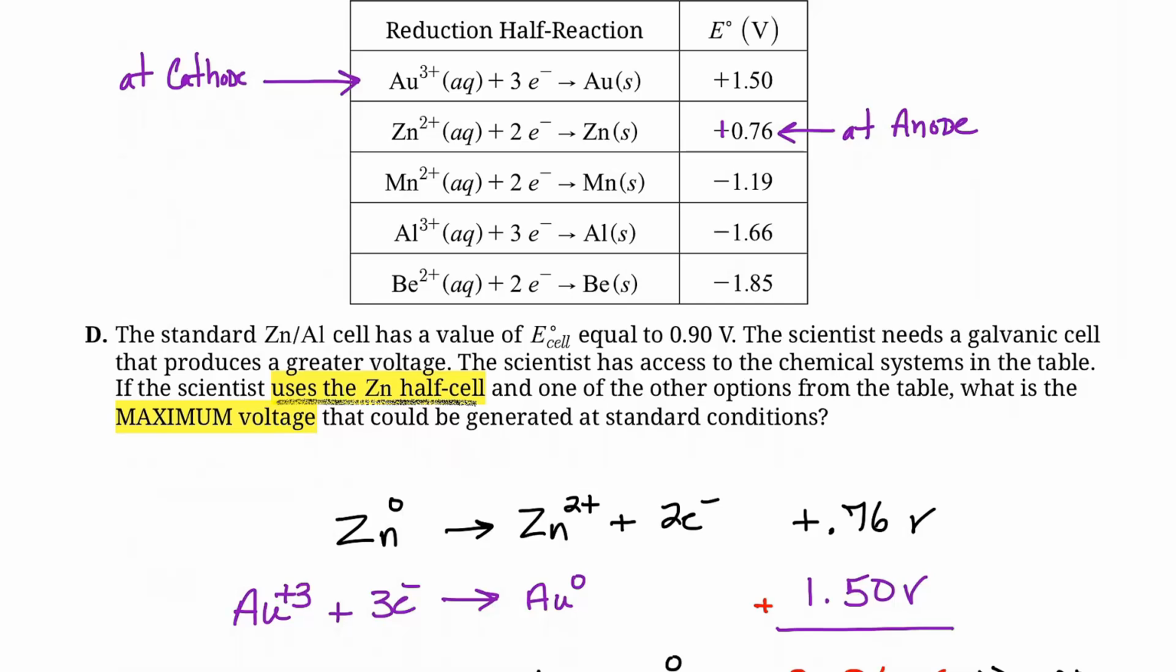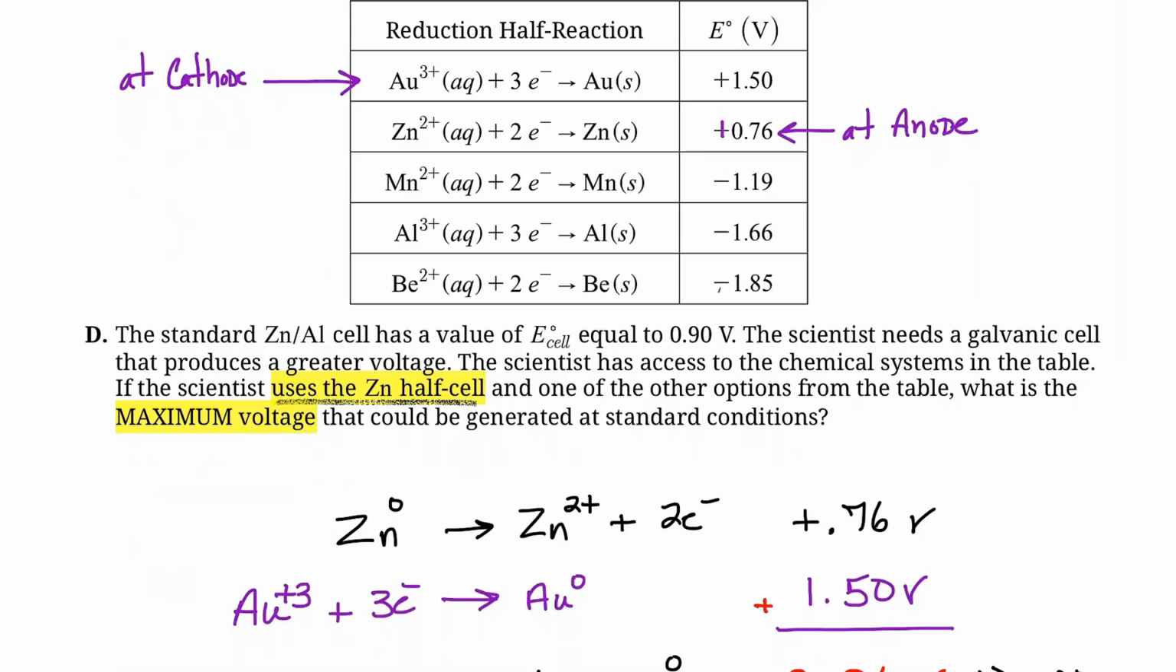And so I know a lot of people said, hey, we're going to keep the zinc as the cathode, and then we'll choose the beryllium to oxidize and go in the reverse, and we'll add the positive 1.5 to the negative 1.6, and that would definitely give you a greater voltage than the 0.9, but not the maximum. They didn't say you had to use the zinc the same way. They just said use the zinc half cell.